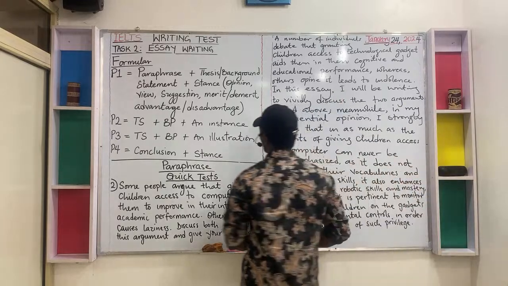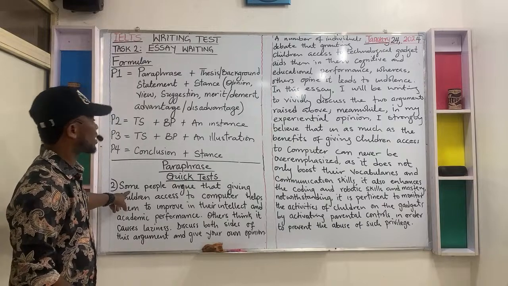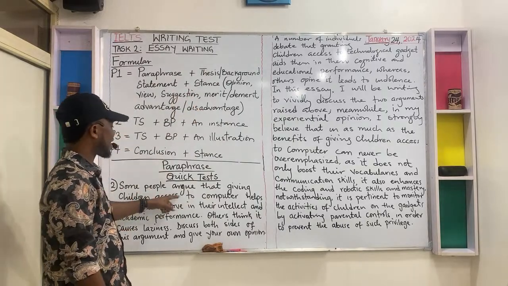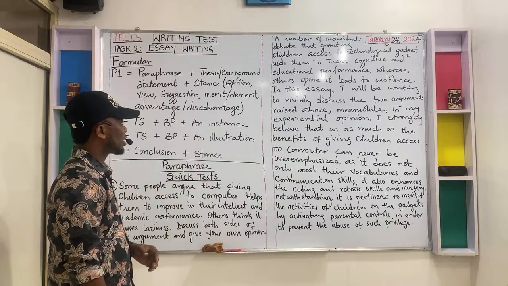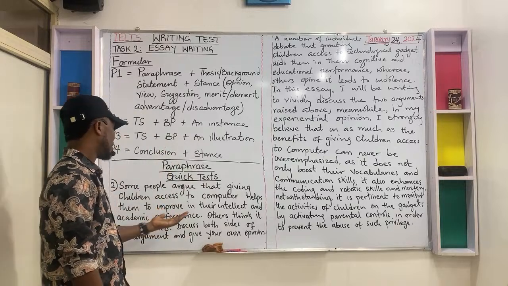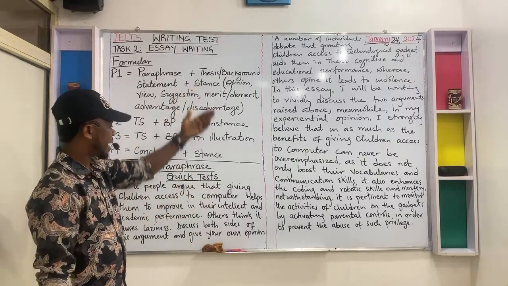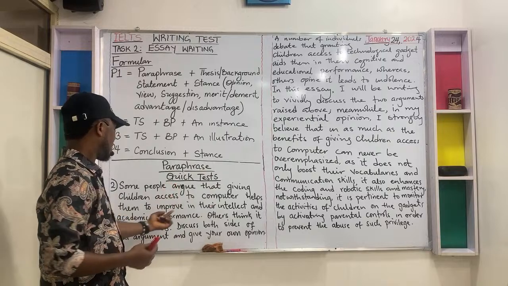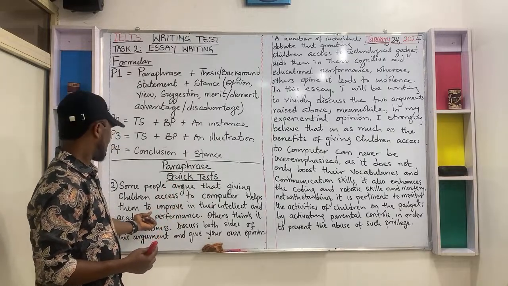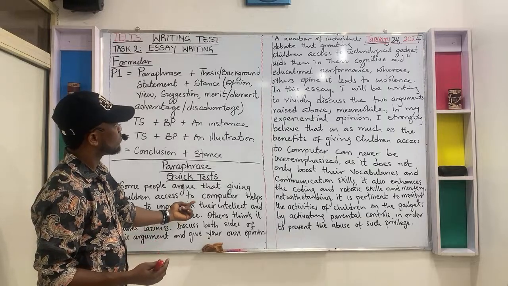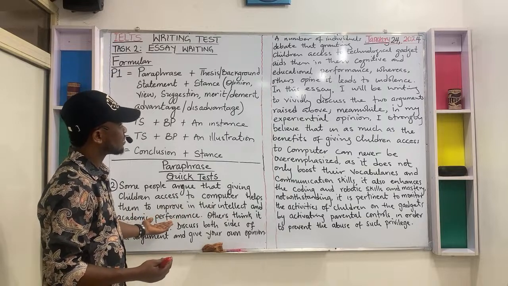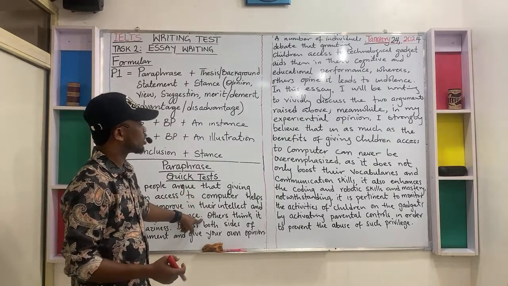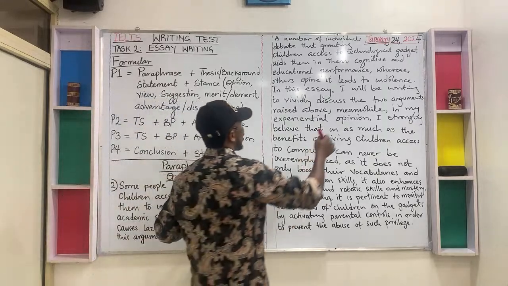We simply paraphrase by saying a number of, and that was used to represent some. A number of individuals, people, debate that, argue that granting children access to technological gadgets, that is, giving children access to computer, aids them, helps them in their cognitive and educational performance, aids them to improve in their intellectual and academic performance, right? Then the full stop was changed to comma. That's what we have right here.